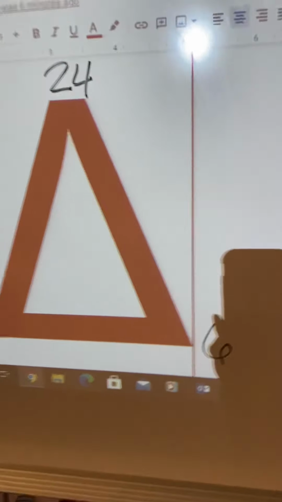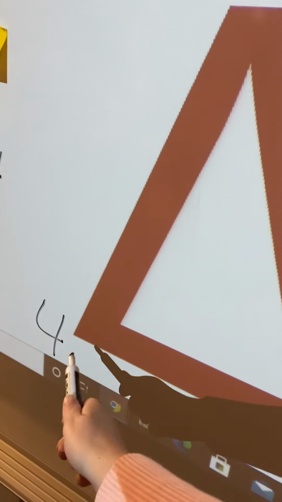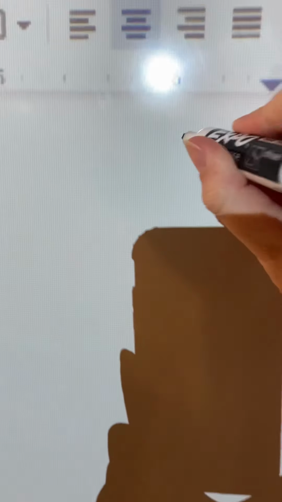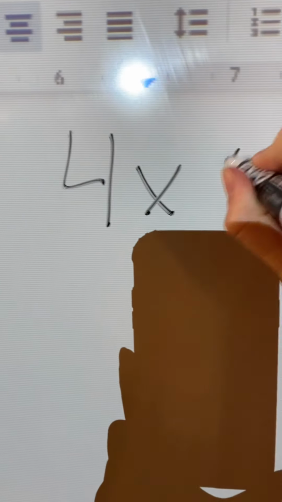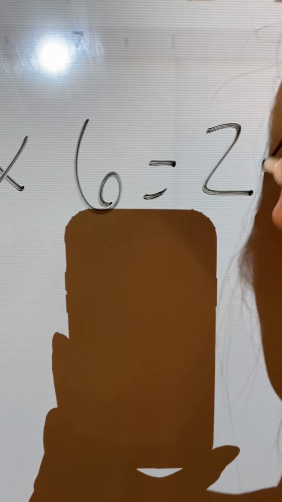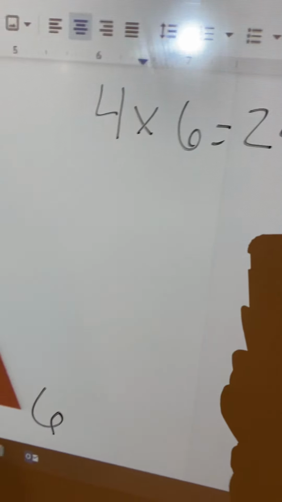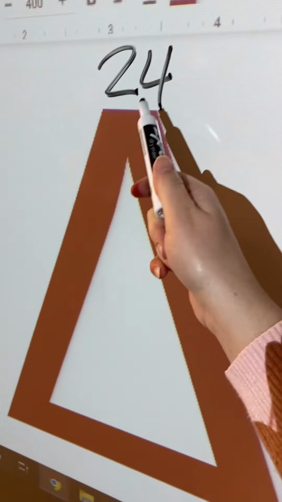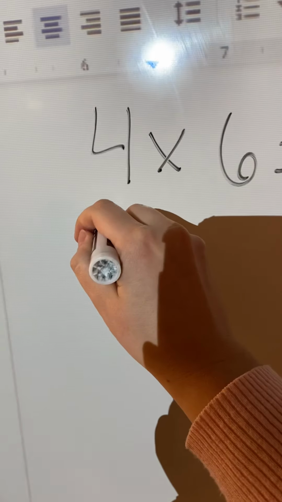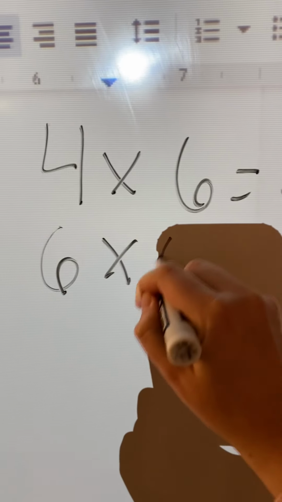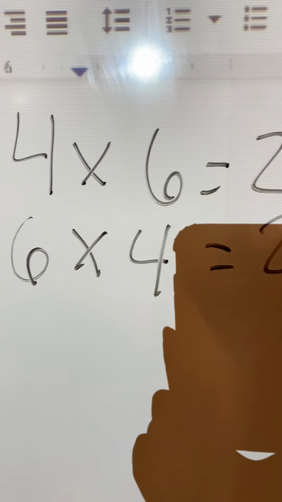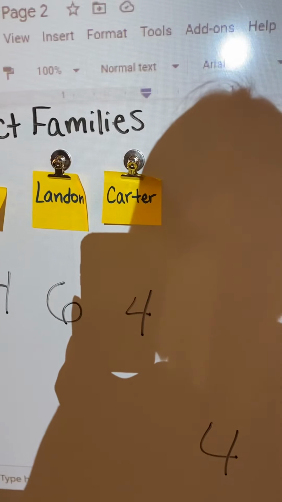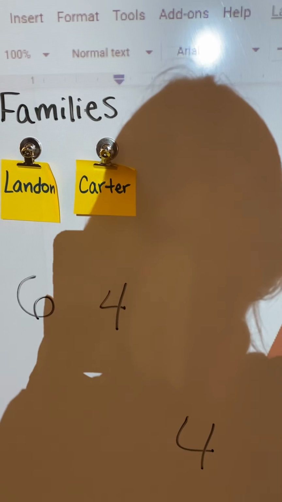Which means we can say 4 times 6 is 24. Okay, or we could go the other way and say 6 times 4 equals 24. Either way, in our multiplication fact family, we are still using the same 3 numbers that we have over here, okay? Now, let's try and go the other way.